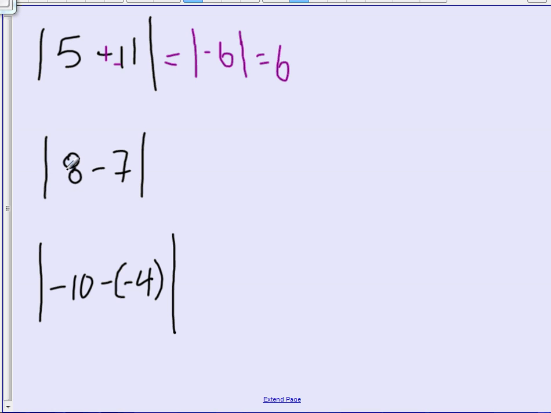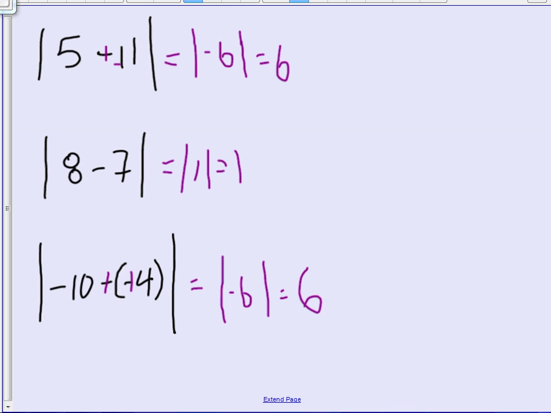All right, this one's really easy. We have 8 minus 7, which is 1. And so the absolute value of 1 is just 1. Okay, and last but not least, we have negative 10 minus negative 4. So if I leave change opposite, I now have negative 10 plus 4, which can be the absolute value of negative 6. And that is 6. Okay?